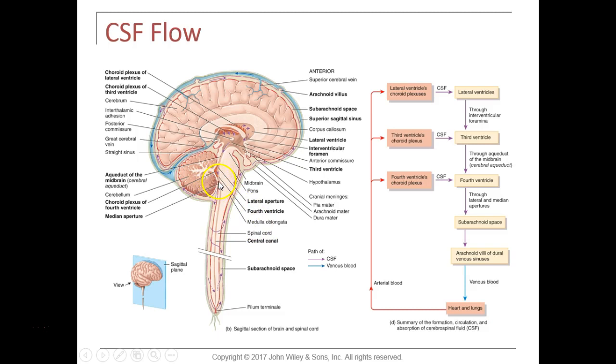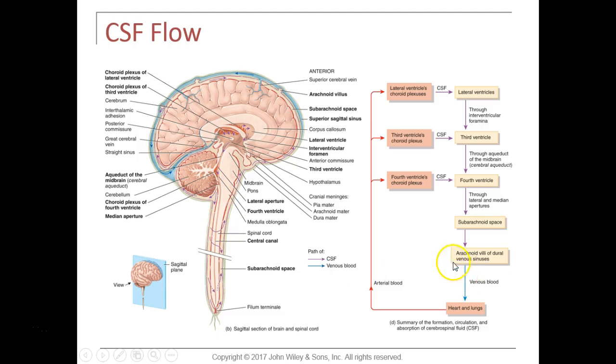Through these apertures, the CSF will flow into the subarachnoid space, which surrounds the cerebellum. It surrounds the cerebrum. It even surrounds the outside of the midbrain, the brainstem, and the outside of the spinal cord. But the spinal cord, if you remember from chapter 13, is hollow. There's a central canal down the middle. So cerebrospinal fluid can also enter the central canal. So the CSF is actually circulating just on the outside of our brain and on the outside of the spinal cord in what's called the subarachnoid space.